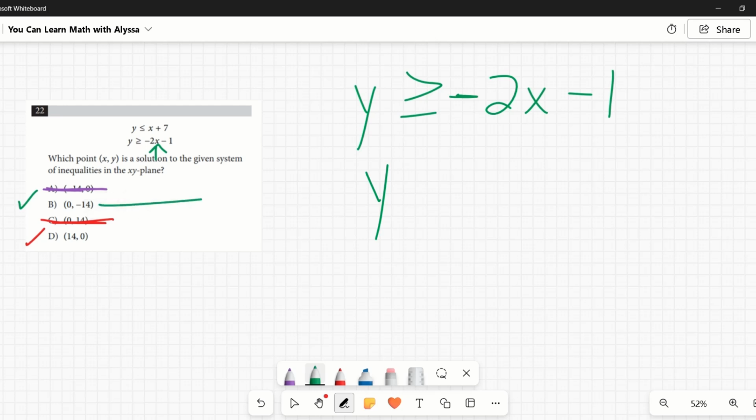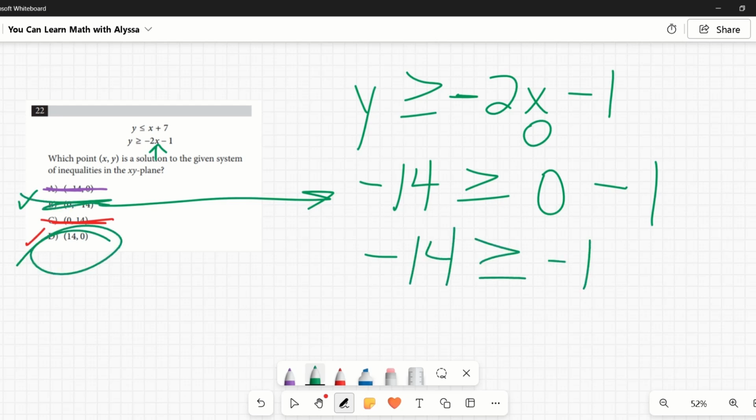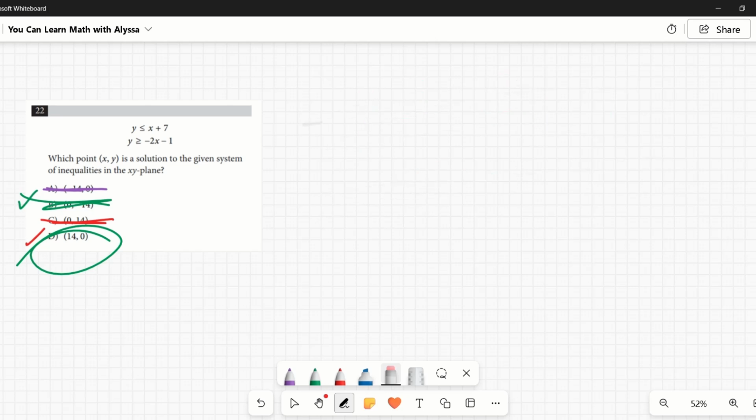I'm plugging in the points for B, where y is going to be negative 14, and negative 2 times 0, which is just 0, minus 1. Is negative 14 greater than or equal to negative 1? No, it is not. That would make my answer D. Can you do it that way? Absolutely. You totally can. And depending on your math proficiency or plugging things in, it may not take you that long to figure out that D is the answer.